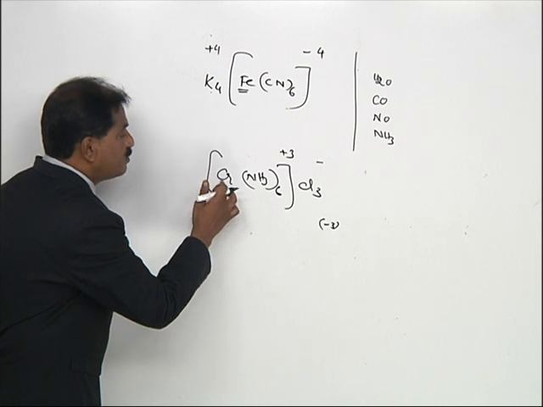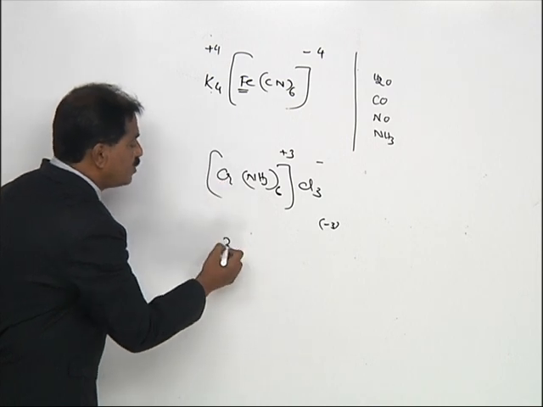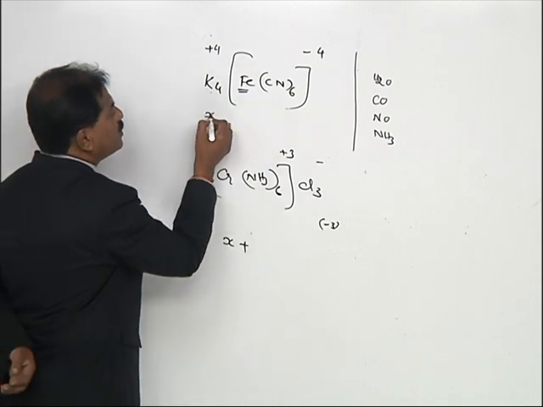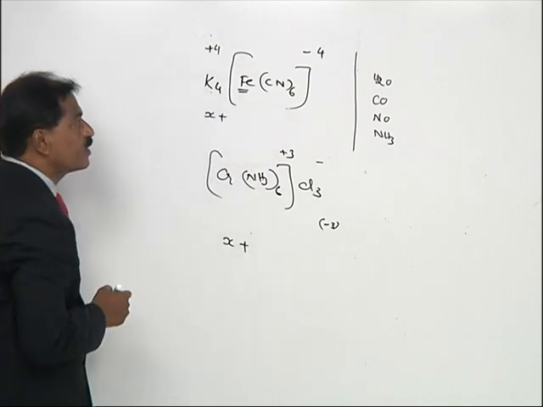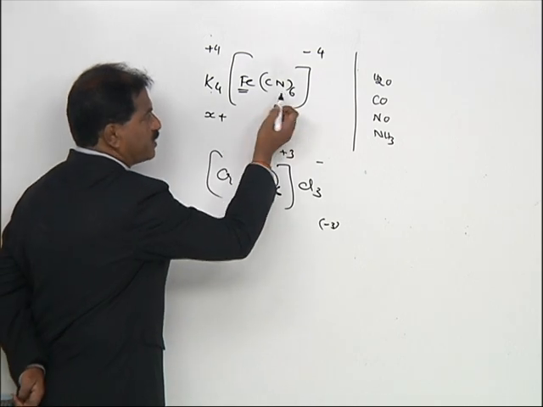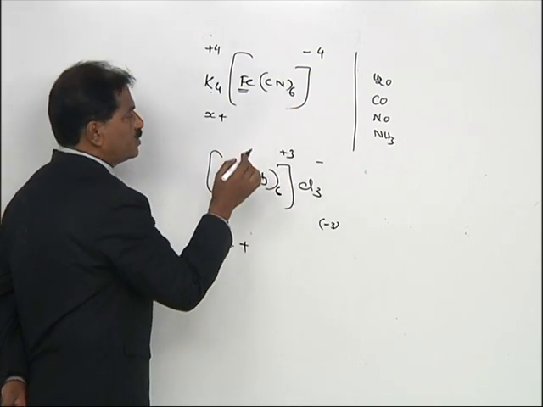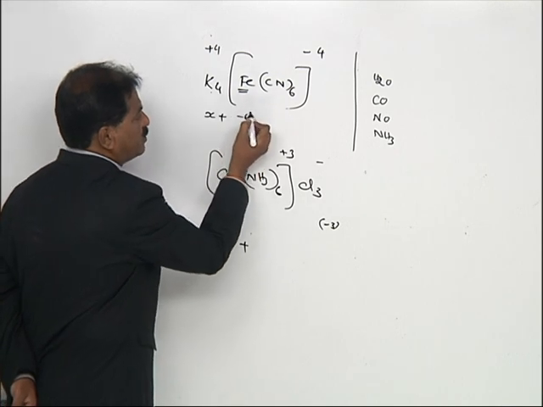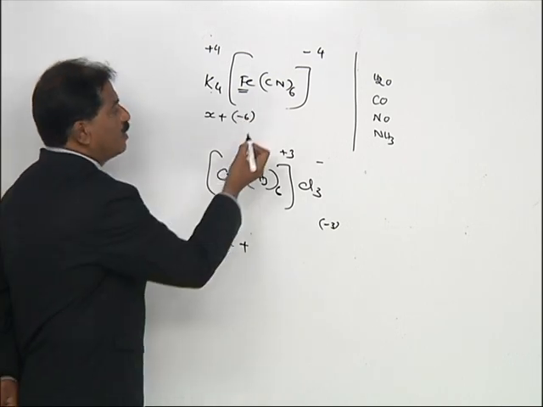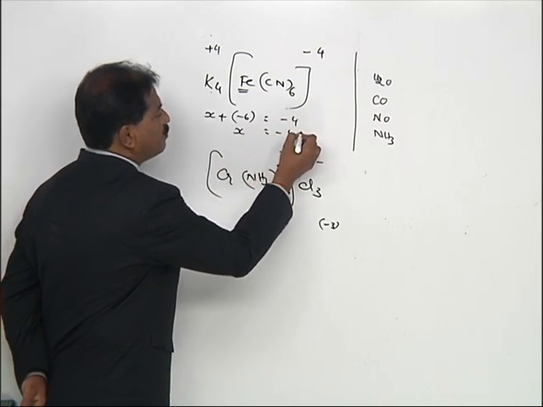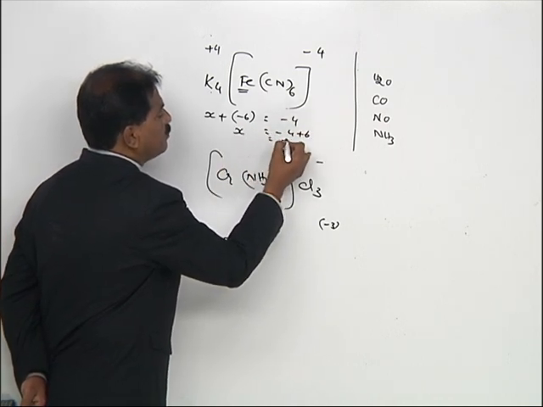So, let us say we want to find out the oxidation state of the chromium here. Let us say X. Similarly, we want to find out the oxidation state of the iron here. Let us say X. Next, cyanide ion. Wherever they are present, each ion will carry 1 unit negative charge. Therefore, 6 such ions are present. So, X minus 6 is equal to minus 4. Therefore, X is equal to minus 4 plus 6. So, therefore, here plus 2.